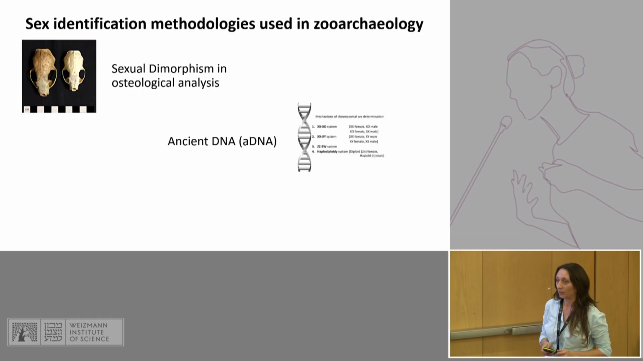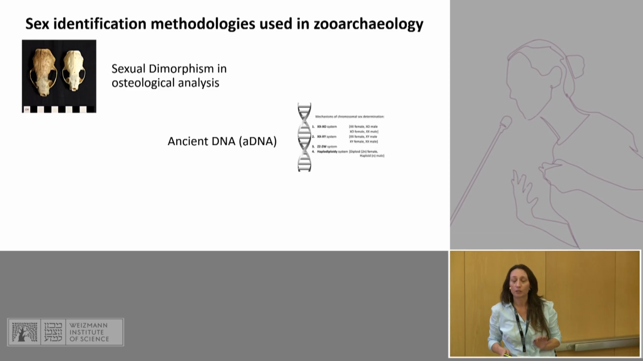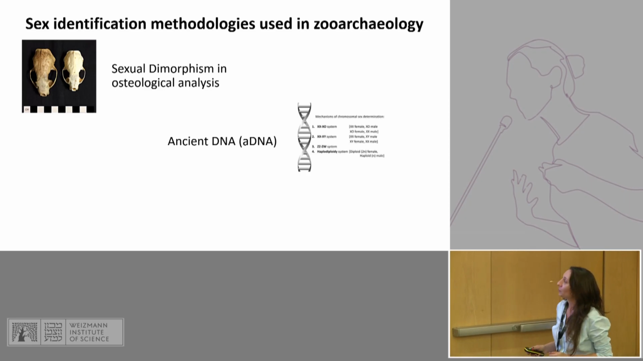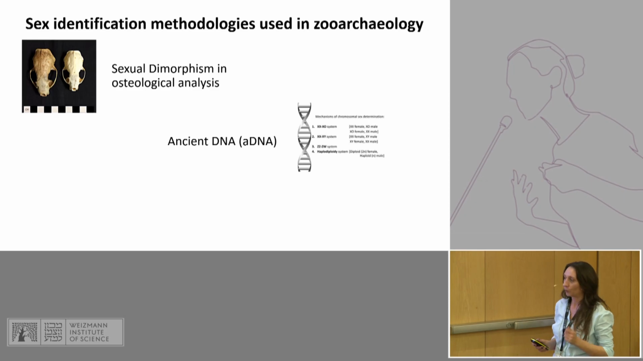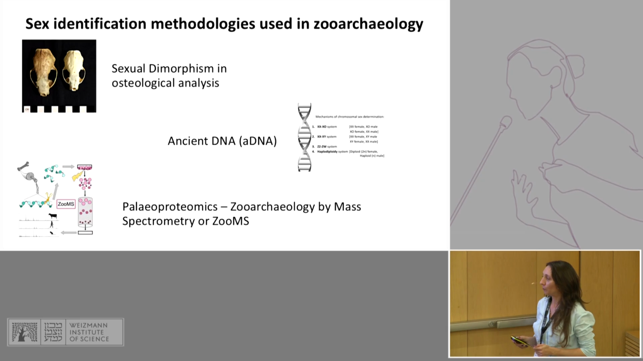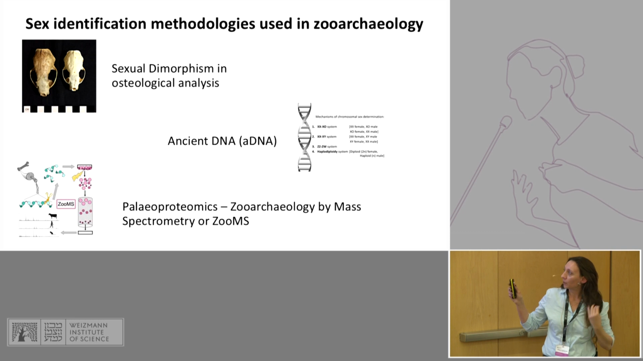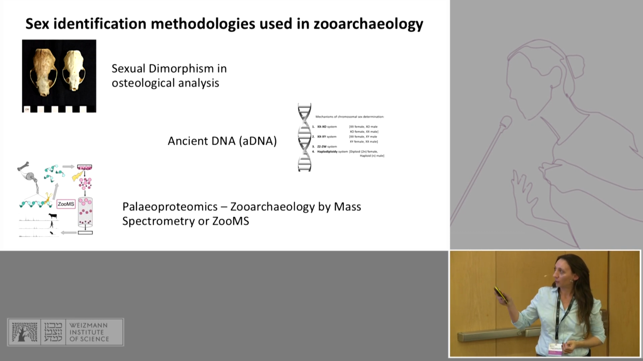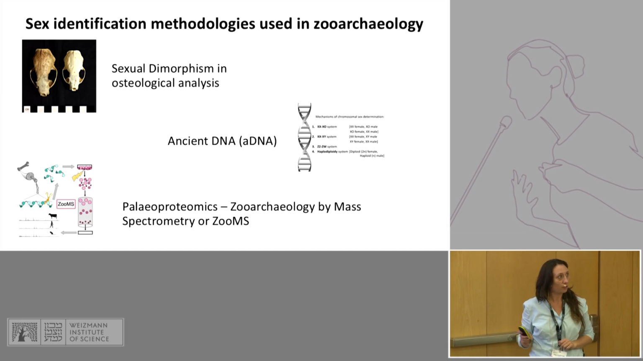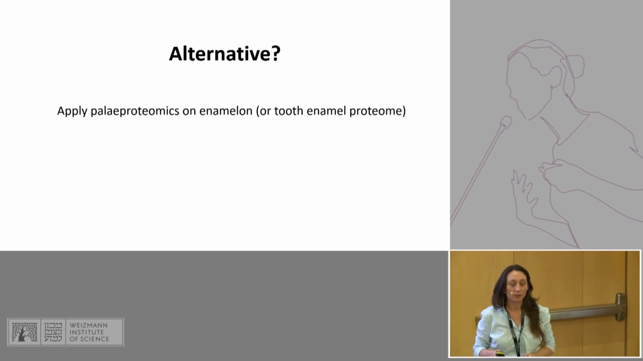Of course, we have ancient DNA, and this is the most informative of all. However, in our area, ancient DNA is really badly preserved. This is a very arid climate, so ancient DNA is really hard to extract. We have paleoproteomics, and this is something new from the last 15 years. The most used methodology is ZooMS, zooarchaeology by mass spectrometry, but this doesn't give me the sex, only the species. So what are the alternatives? What can we do to know the sex?